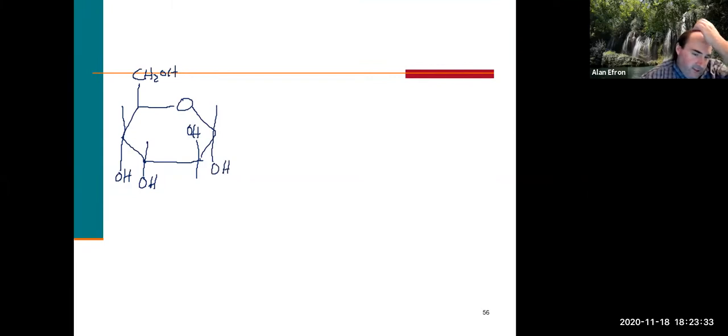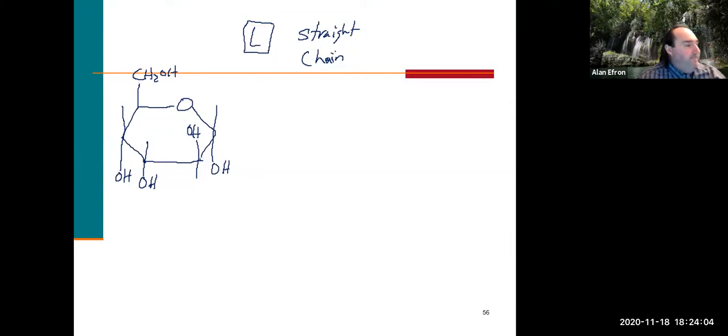And why don't you try to break the ring here and draw the L isomer of this guy. So draw the L straight chain. I'll give you a chance to try to work it out yourself, and then we'll talk about how to do it. So what you want to do is take the ring here and break it apart and make the straight chain. We just talked about putting it together in a ring, so you kind of want to work backwards. So see what you come up with, and then we'll talk about an approach of how to do it.